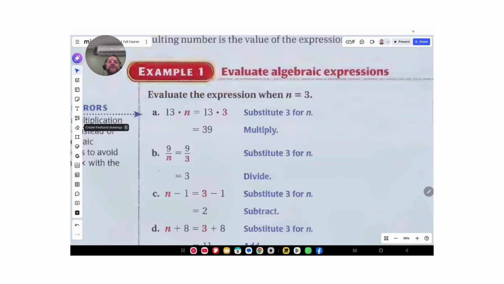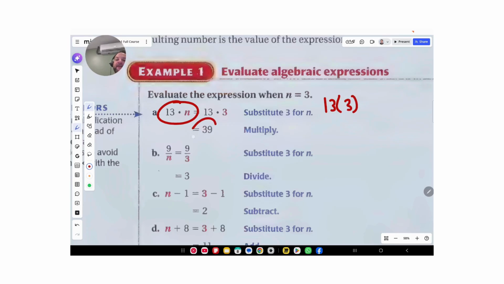So we'll just simply substitute. 13 times n, for example. We'll substitute the 3. 13 times 3 to get to 39. So after substitution, here we are multiplying. Now, when a number is next to a variable, no other operation is holding them together like 13n. It's understood that they are being multiplied together. That's the understood operation. 13 can stand by itself, n can stand by itself, but together they are one term, 13n.